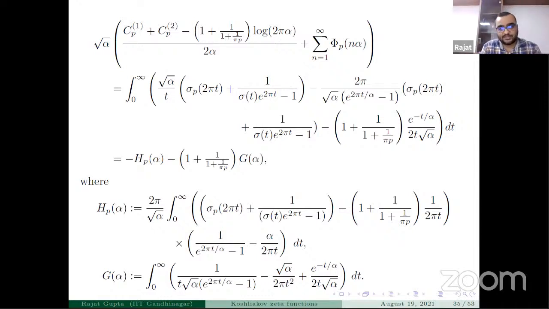We break this representation into two parts. The first part is Hp of alpha, and the second part is a constant multiple of G of alpha. Next we show that this G of alpha is identically equal to 0 by using the result of Berndt and Dixit. And we show that this Hp of alpha is nothing but the integral which we saw in the main theorem, the theorem which involves the integral representation with the Riemann Xi function and the Kostakov-C function.